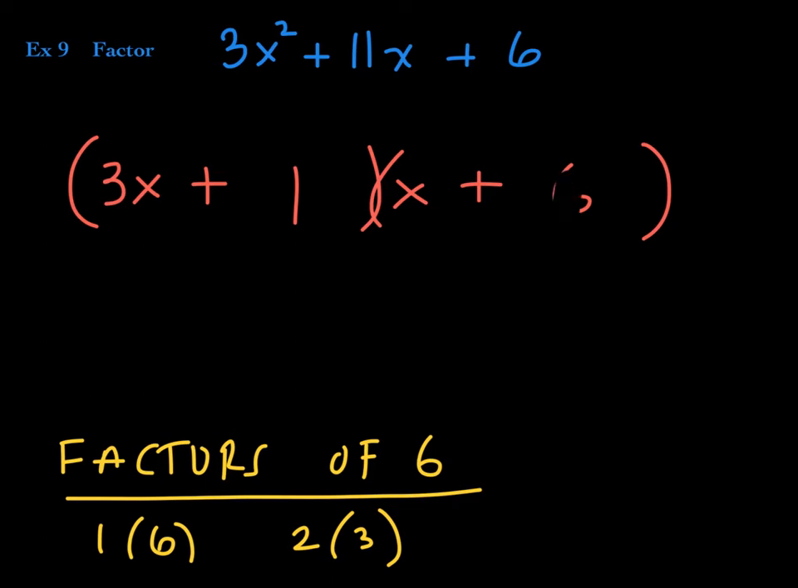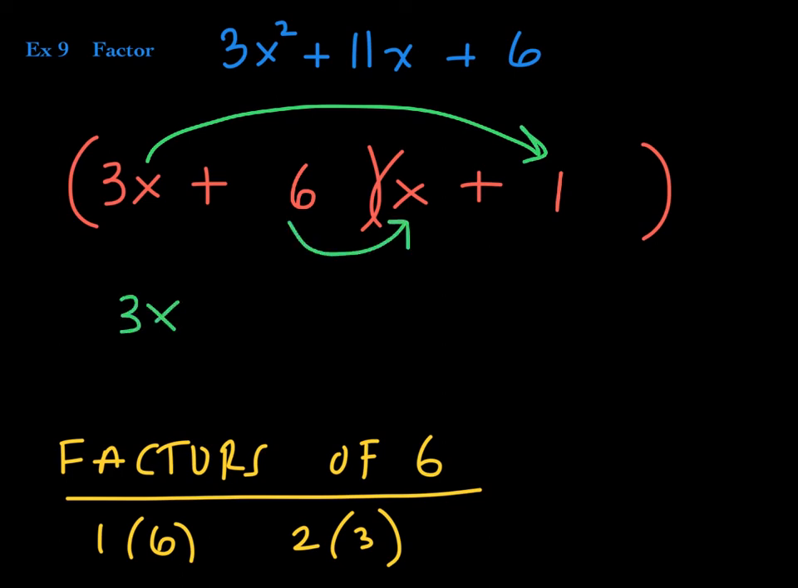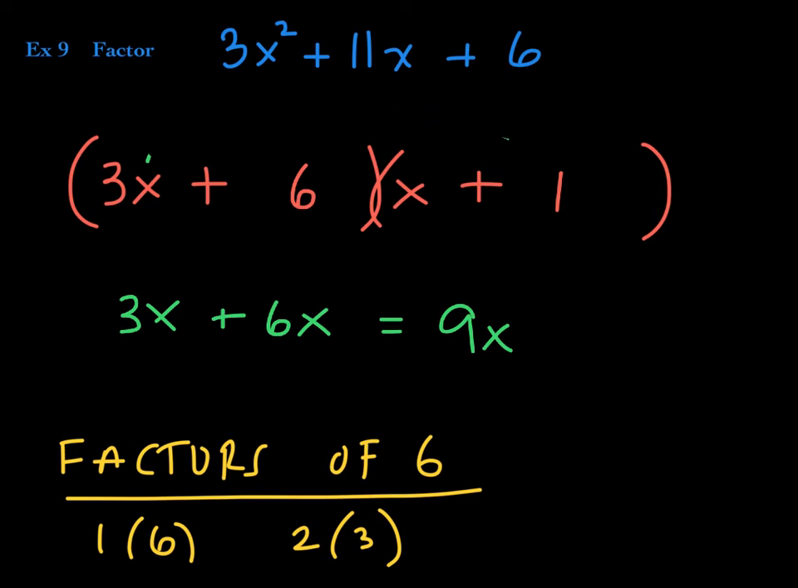Well, maybe 6 and 1 were in the wrong spot. Let's see if I can get 11x by switching the 6 and the 1. Well, let's check. 3x times 1 is 3x, and 6 times x is 6x. Does this sum to 11x? No. So then this is not working either. So what I'm showing you is the trial and error method, trying different factors out and seeing what works.